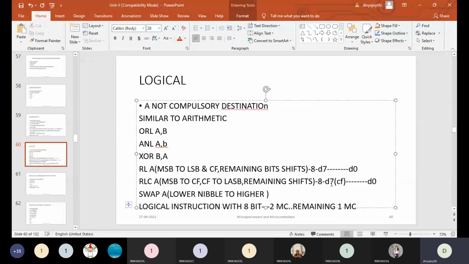Then in that scenario, the MSB will go to the carry flag, the carry flag value will move to D0, and from D0 the left shifting or left rotating will be continued. And next is swap A.